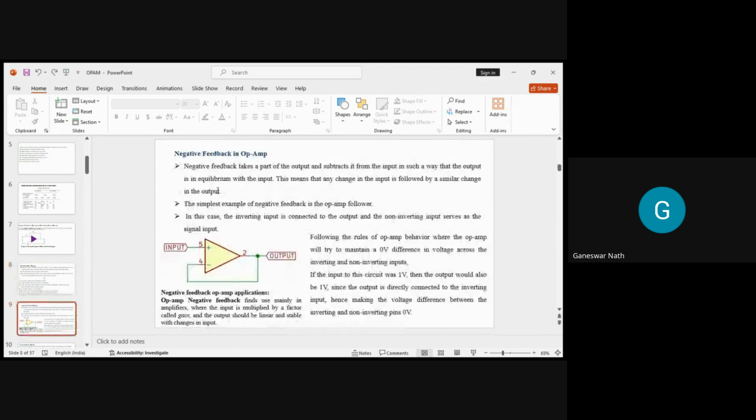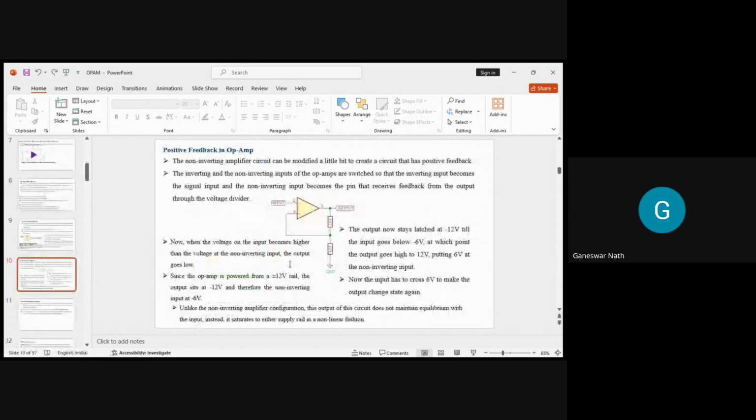Now I'm coming to the negative feedback part in the op-amp. The same things I have already told you, and I have written some amplification. Op-amp negative feedback is mainly used in amplifiers, where the input is multiplied by a factor, that is called the gain, and the output should be linear and stable with changes in the input.